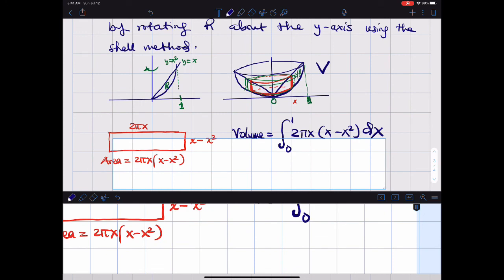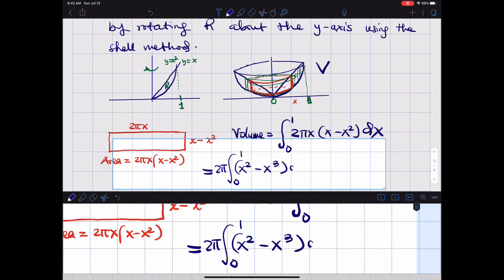If you expand this, it's quite easy. Factor out the 2 pi, because constants are like little bunnies. You can do anything to them, nobody cares. Bring them out. So you have x squared minus x cubed dx. If you do this, you get the answer pi over 6.